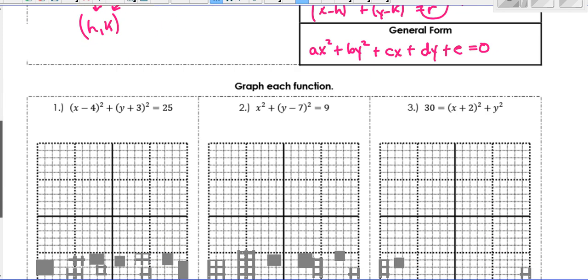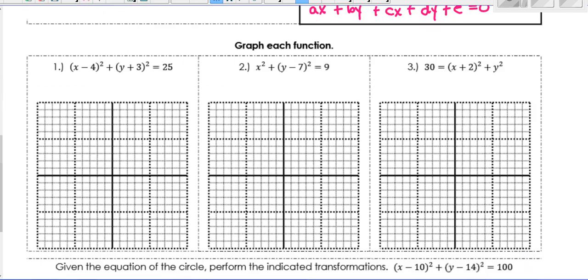Okay, so if we look at 1, 2, and 3, we're graphing. Okay? In order to graph these, we need to know our center and our radius. So because this is a -4 with x, it means it's a +4 for x. Because this is a +3 with y, it means it's a -3. So opposite of both, since if we look back at my formula, it was x minus h and y minus k. This is equal to r squared. So if I square root both sides, my radius is 5.